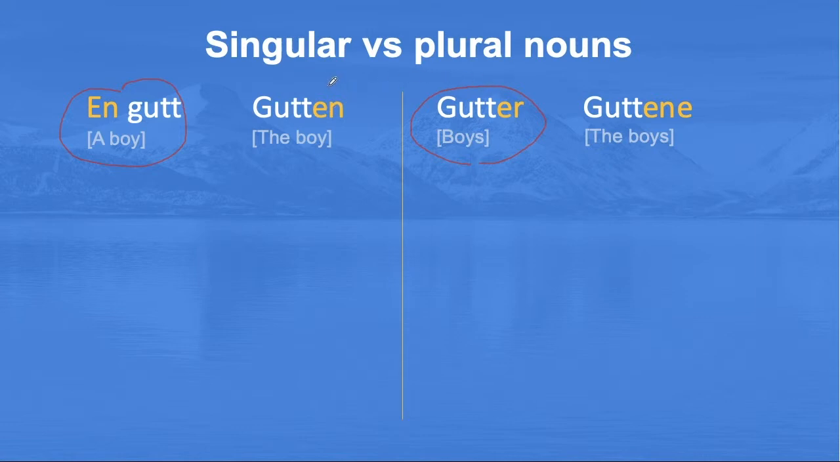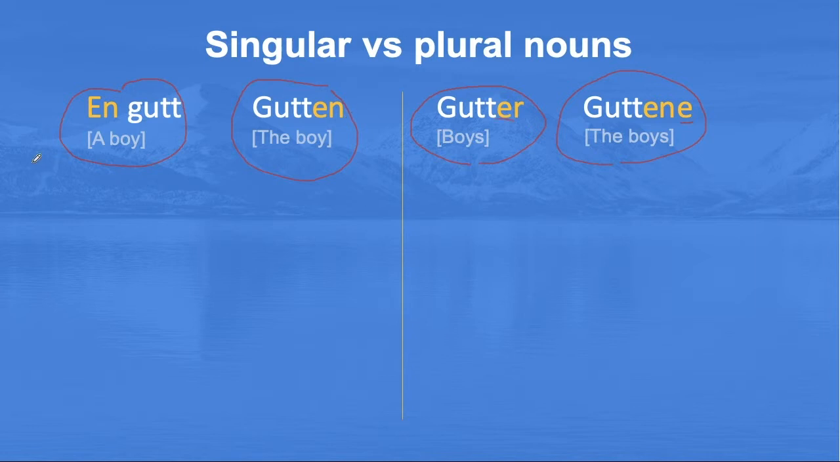Going back to the singular, we have gutten, the boy. Here we are speaking about a specific boy in the singular. And likewise on the plural side, we have guttene, the boys. Here we are speaking about some specific boys, the boys, but in the plural sense. And all we have to do is add one E as opposed to here. And then we have the plural version of the definite article.